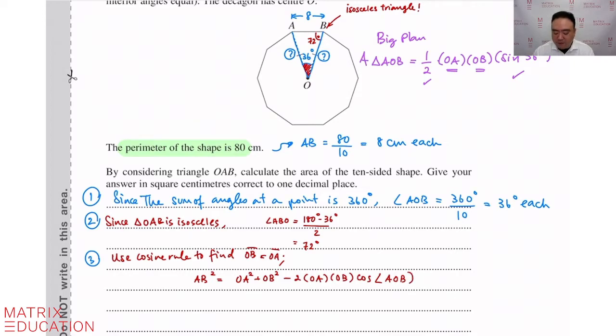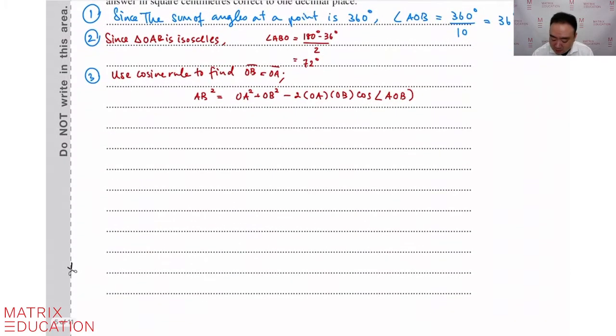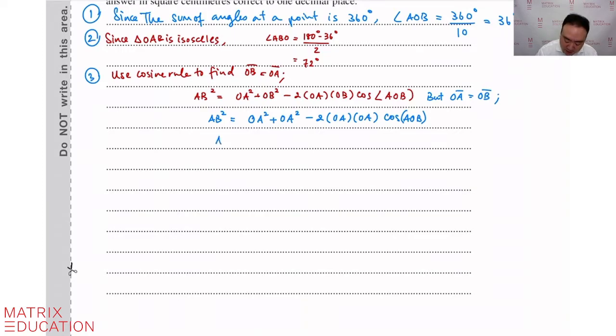But one thing is that OA is equal to OB. Therefore, AB squared is OA squared plus OA squared minus 2 times OA squared cos AOB. So that means AB squared must be 2 times OA squared minus 2 OA squared cos AOB.